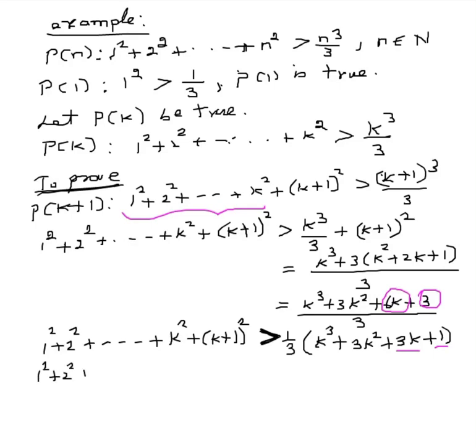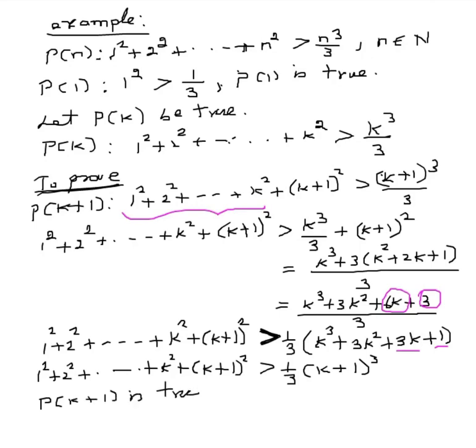Therefore 1 square plus 2 square plus etc. k square plus k plus 1 the whole square is greater than 1 by 3 times, I can write this as k plus 1 the whole cube. That's what we have to prove. So P of k plus 1 is true whenever P of k is true. Therefore, P of n is true for all n belonging to capital N.